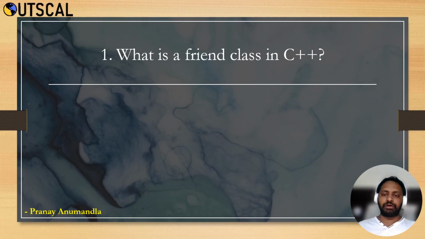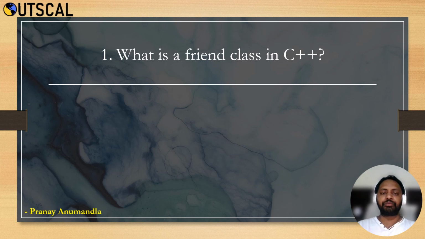What is friend class? Friend class is a class derived from a class. If you have two classes like player and enemy, player is a class and enemy is a friend class. Then enemy class will be able to access the private and protected member variables or member functions of the player class. Okay, friend class is a class which is able to access private and protected members of another class.